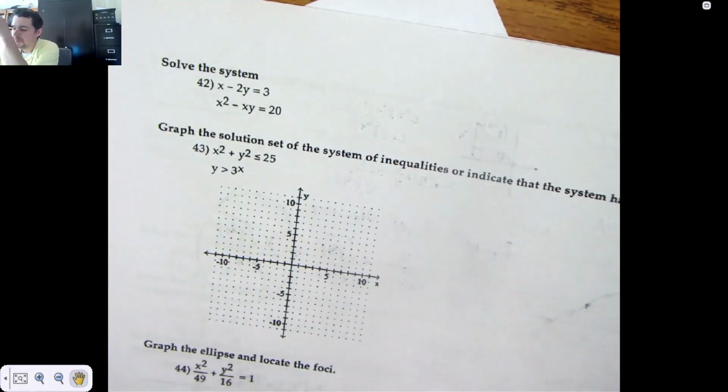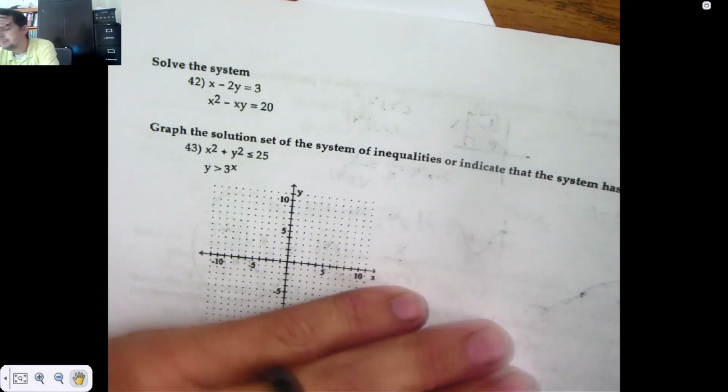Here we have ourselves a nonlinear system. And there's a couple ways you could do this. The easiest way is probably through substitution. That's what I would do, substitution. You can do elimination techniques, but they're really hard to do. So I would just use substitution.